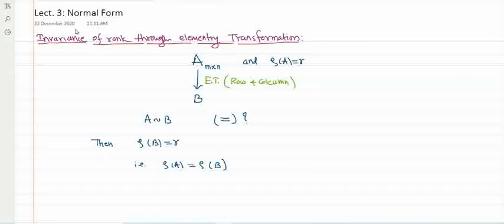So for example, can anyone recall yesterday's first matrix? Let A be equal to the first matrix: 2, 4, 1; 3, 6, 2; 4, 8, 3. This is the first example.